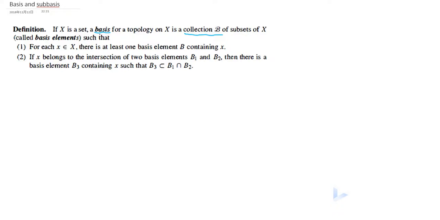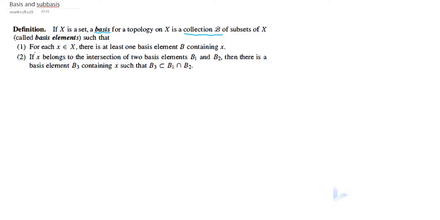We can say that the definition of the basis and the definition of the topology in the last episode are very similar. And both of them are a collection of subsets of X. But the difference is that the elements of the basis satisfy those two properties, but for the topology, they satisfy other three properties. Okay, so let's look at the properties that the basis elements should satisfy now.